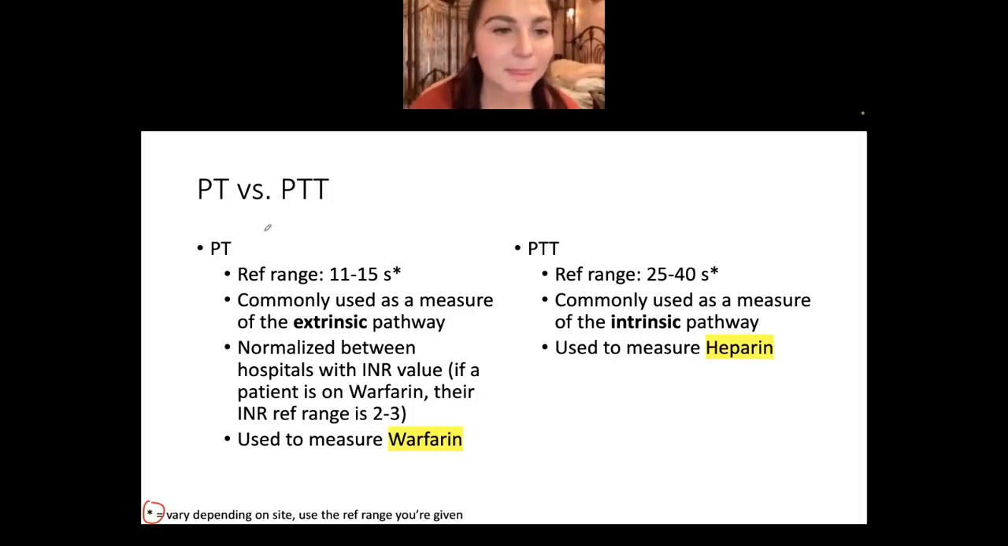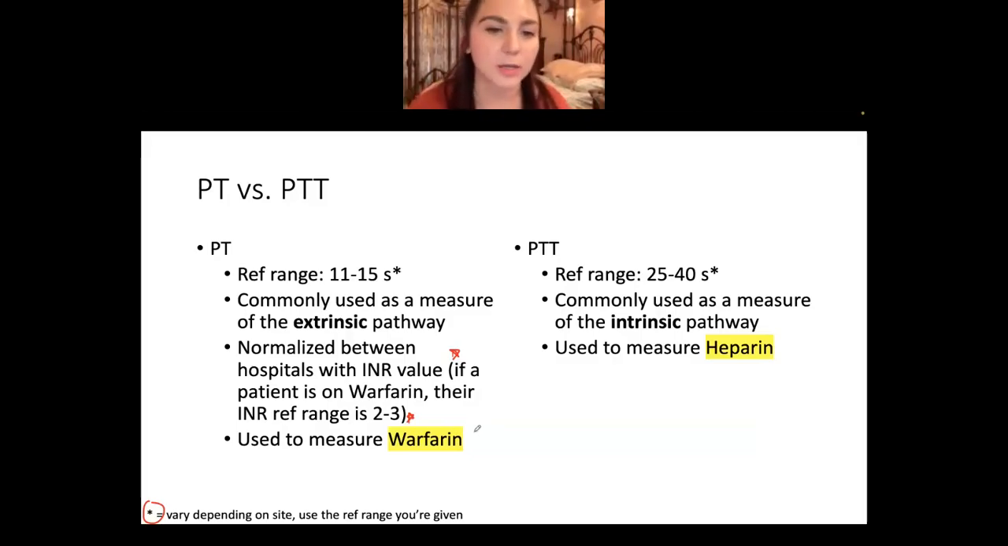It might be different. So your PT, this is usually 11 to 15 seconds, and it's commonly used as a measure of the extrinsic pathway. We already kind of mentioned this. It's normalized between hospitals with your INR. If a patient's on warfarin, their INR reference range is 2 to 3. So again, this is more clinical for fun. And then this is used to measure warfarin. So if a patient is on warfarin, you just need to monitor how their progress is.